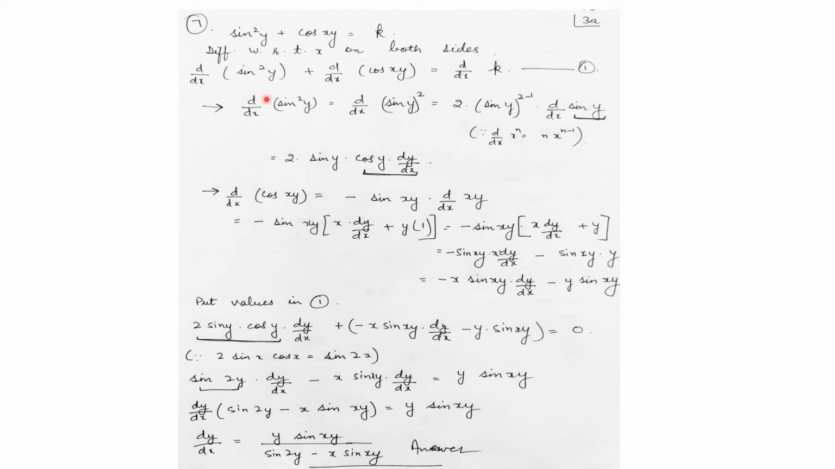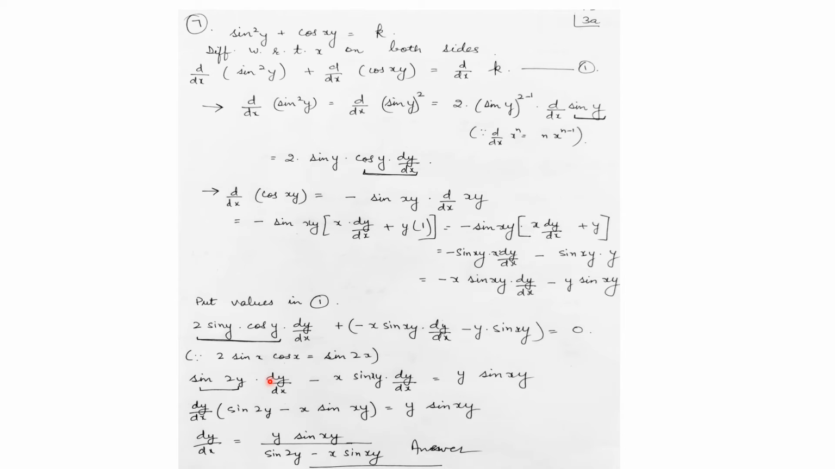Now putting the values of these two derivatives in this equation number 1, I will get the derivative of the first term, which is 2 sine y cos y dy by dx. What is the derivative of the second term? It is minus x sine xy into dy by dx minus y sine xy. So this answer has been copied here and this answer has been copied here, which is equal to 0, because k being a constant, the derivative will be 0.